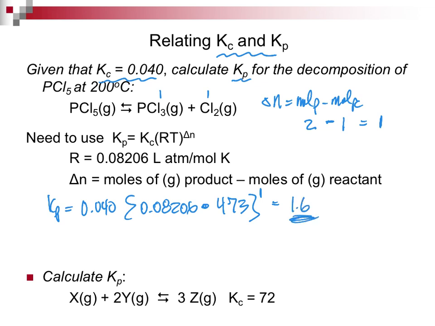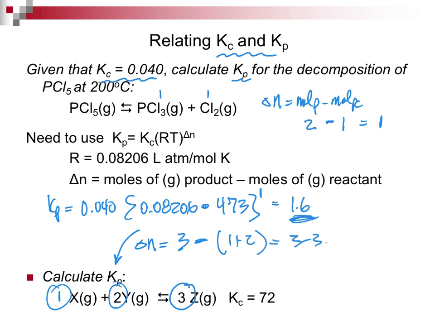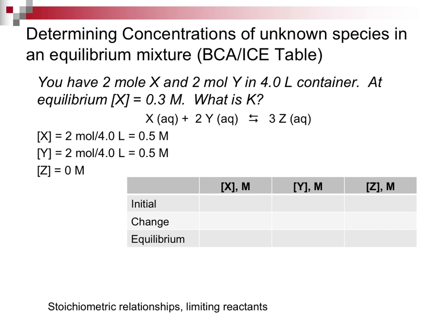Very straightforward. What I want to bring your attention to: whenever you have to do a Kp calculation, always do your delta n. I have 3 in terms of my moles of product, and here I have 1 plus 2, and I come up with 3 minus 3 equals 0. That says I'll be raising RT to the 0 power, which is equal to 1. And in that case, Kc is equal to Kp. Please do some problems because these are a lot more complicated.